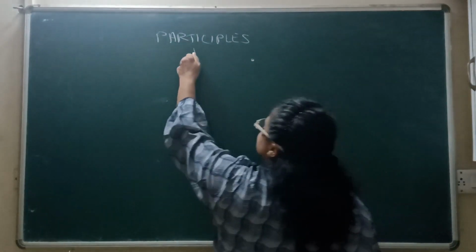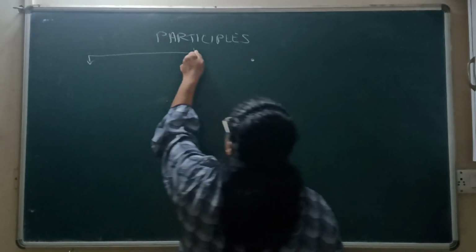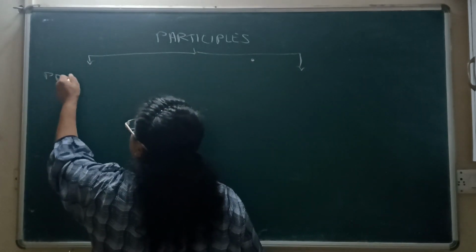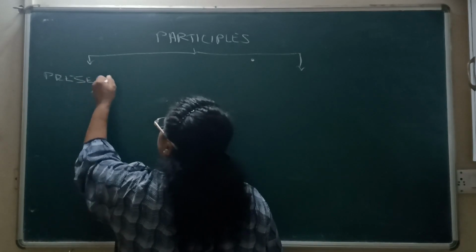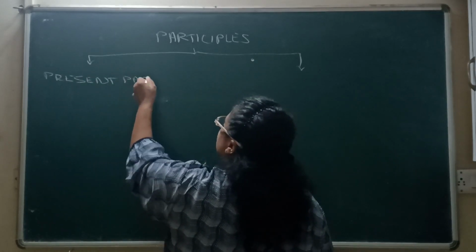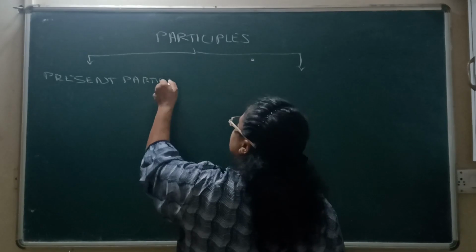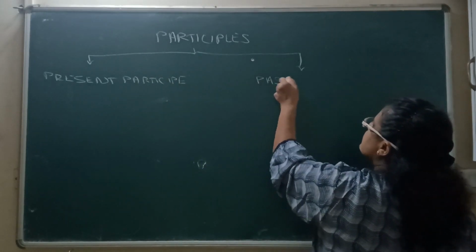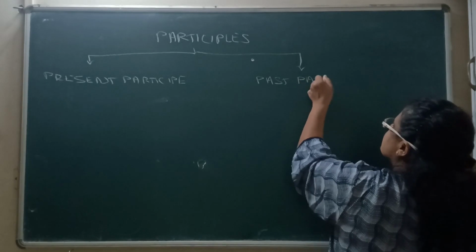As I told you, there are two participles. What are the participles? Present participle and past participle.